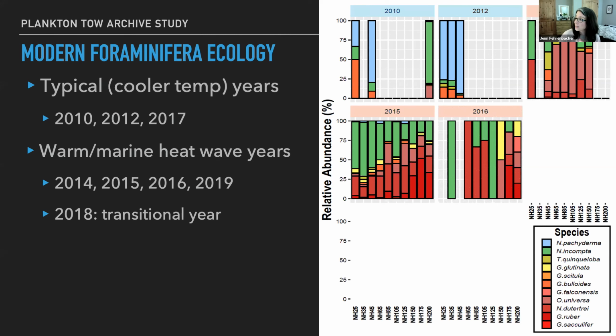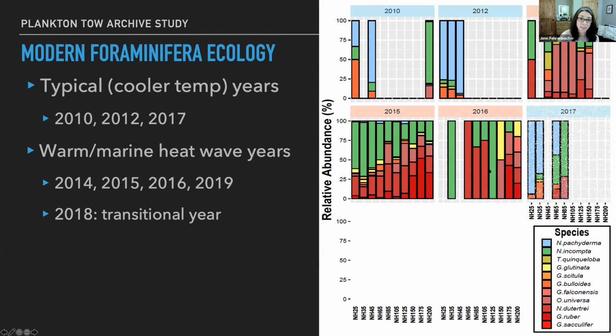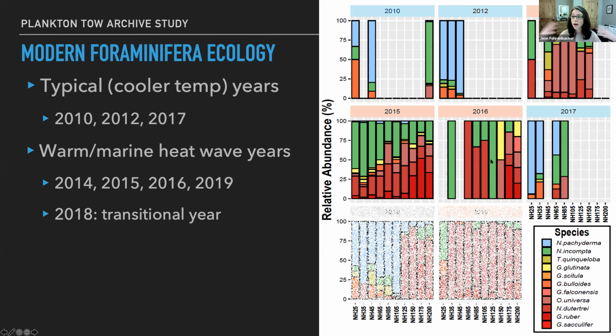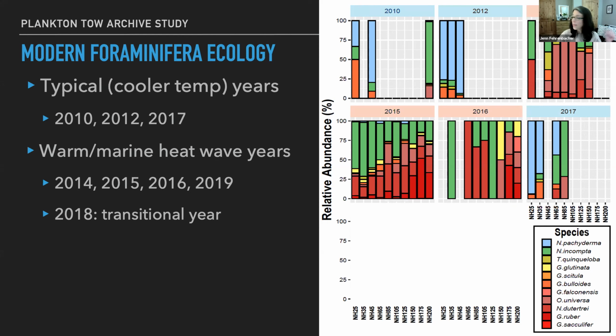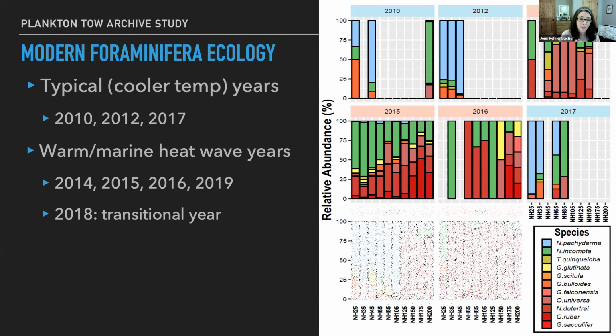2016, we see some warmer species again. This is when the marine heat wave started to dissipate. And then as we transition into 2017, the marine heat wave is dissipated, and we are back into cold water species. So now I'm going to show 2018 and 19 together.